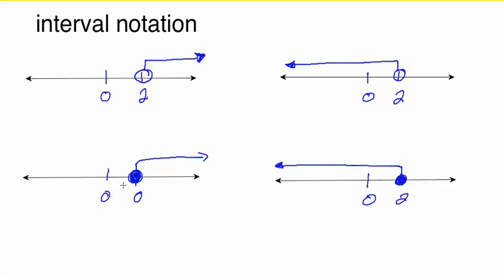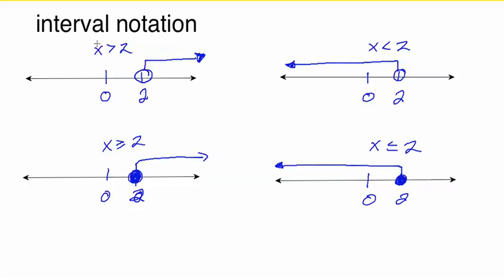So here are 4 situations that you could potentially see with the number 2. This would be x is greater than 2, here is x is less than 2, here is x is greater than or equal to 2, and here is x is less than or equal to 2.